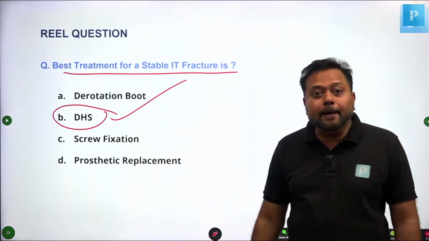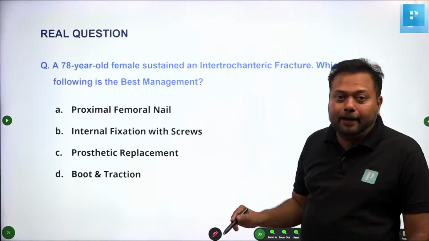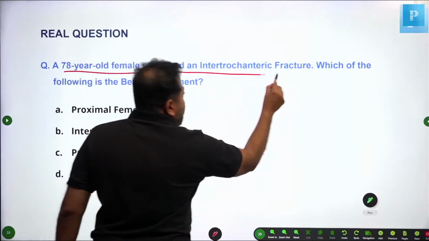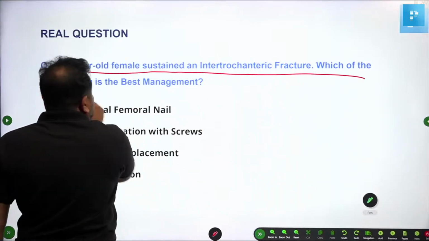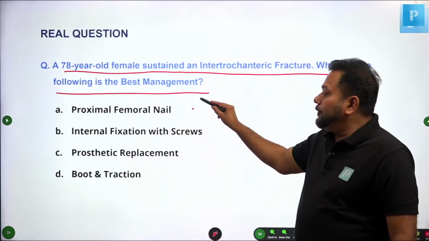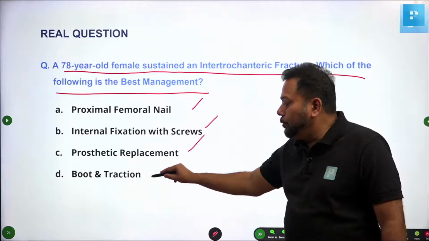Marvelous. Dynamic hip screw. Now we will go to the real question of INI-CET. A 78-year-old female sustained an intertrochanteric fracture. Which of the following is the best management? They had given 4 choices: proximal femoral nailing, internal fixation with screw, prosthetic replacement, boot and traction.